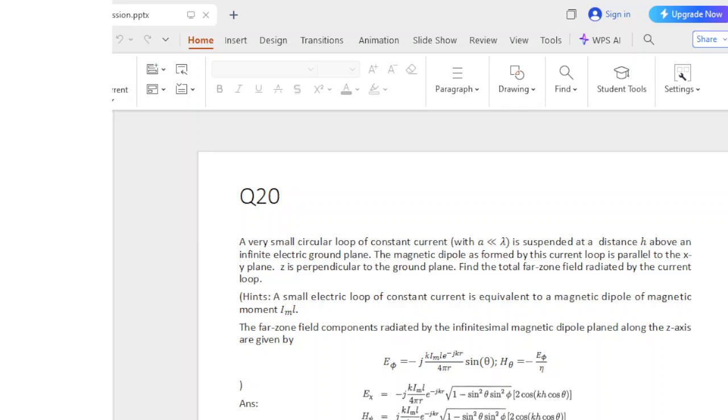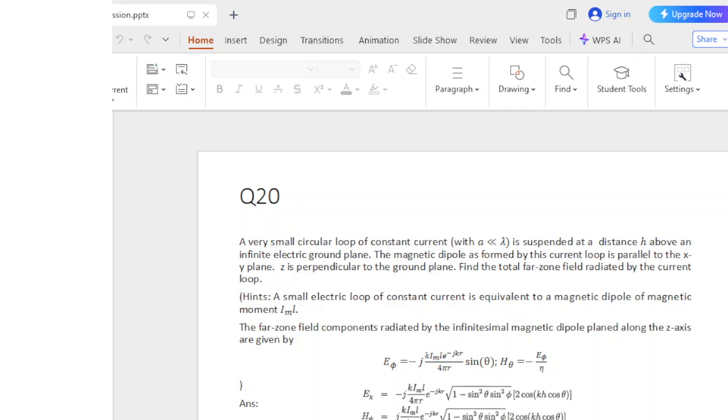In this video, I'm going to walk you through question 20 of our revision exercise. The question is about a magnetic dipole. So we have a very small circular loop of constant current suspended at a height of h above the ground plane. The ground is expected to be perfectly reflective.